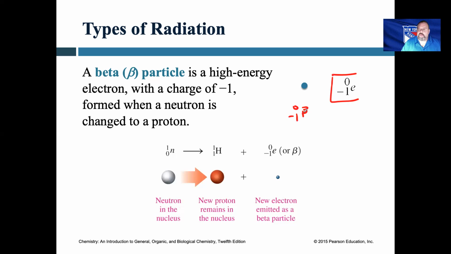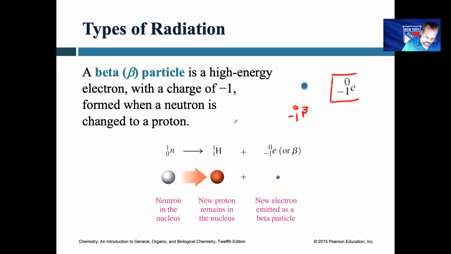Mass number of 0. Why mass number of 0? Because an electron contains no neutrons and no protons. It's an electron. It's not a trick question. An electron has no protons and no neutrons. So atomic number of -1, mass number of 0, chemical symbol of beta, or e for electron. And they are released from a nucleus when neutrons are actually changed into protons. The protons stay within the nucleus. The beta particles are released.